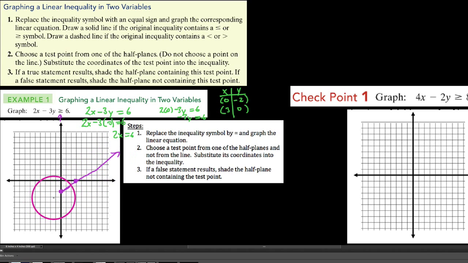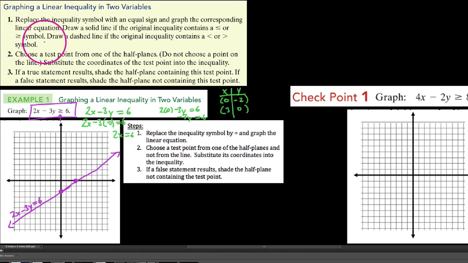Just to be clear, what I expect is that we'll always label this line with the equation. By equation, I mean we're going to write 2x minus 3y equals 6, because all of the points on this line are the solutions to this equation. Now, what we're actually doing is graphing the inequality, but for labeling purposes, we just label the line with the equation to say that these are all the points on the line.